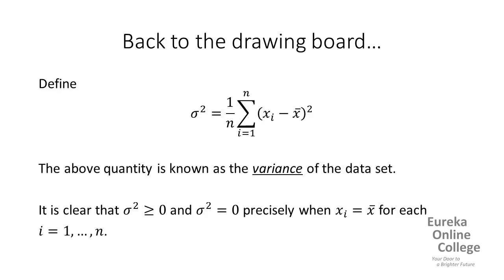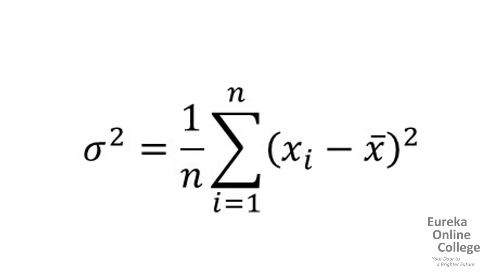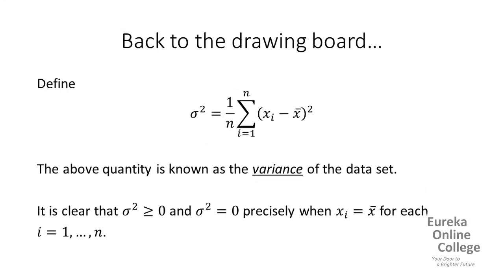So we're going to define sigma squared, little sigma squared on the left hand side, to be equal to 1 over n times the sum i running from 1 to n of xi minus x bar squared. Okay, so we're squaring those differences, then we're adding them up, and then we're dividing by n. And we're going to call this sigma squared. And this quantity is known as the variance of the data set.